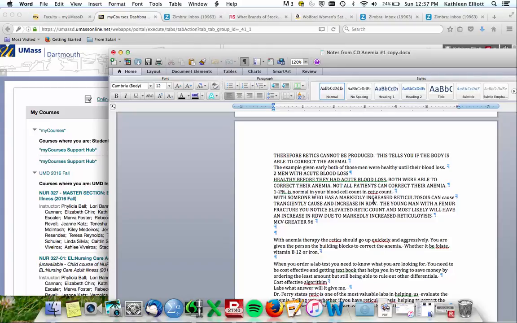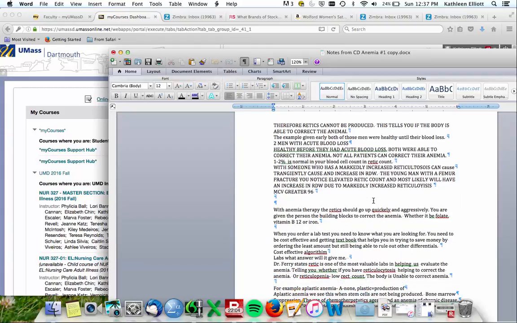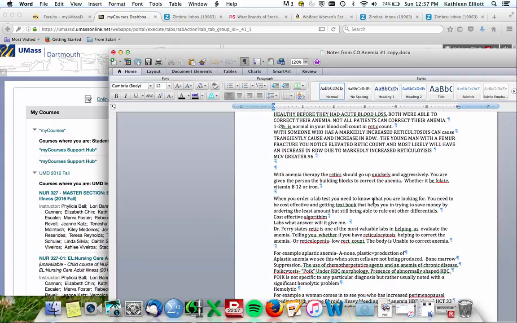With someone who has a markedly increased reticulocytosis, this can cause a transient increase in RDW. The young man with a femur fracture, you notice elevated retic count, and most likely he will have an increase in RDW due to marked increase in reticulocytosis. With anemia therapy, the retic should go up quickly and aggressively. You are giving that person the building blocks to correct anemia, whether it be folate, vitamin B12, or iron.